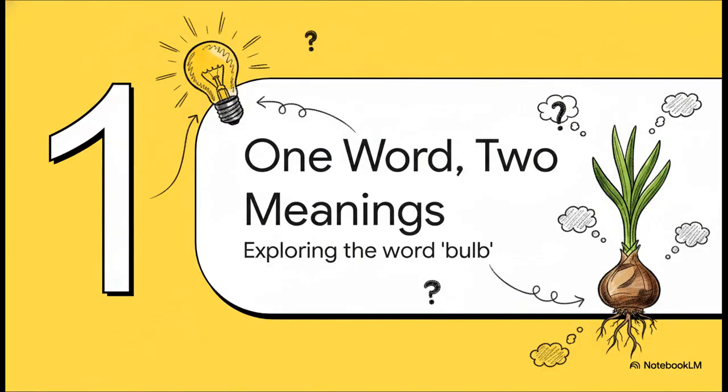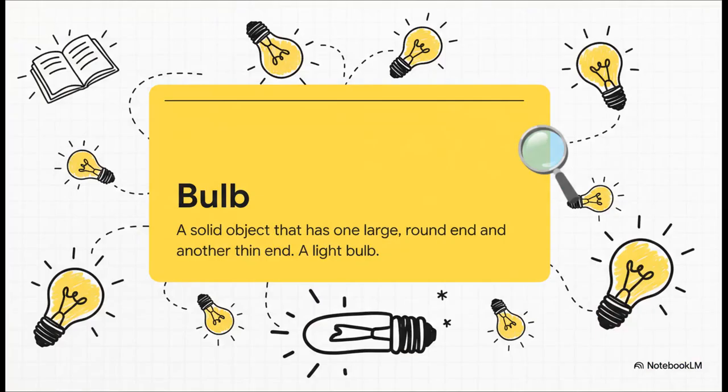So, to get to the bigger picture, we've got to start small. Let's really dig into what we already know about this word. I mean, what does bulb actually mean? Well, as it turns out, it really depends on what you're talking about. First up, we've got the one we're probably all picturing in our heads right now. According to the Simple English Wiktionary, a bulb is, and I'm paraphrasing here, a solid thing with one big round end and another thin end. Yep, a light bulb.